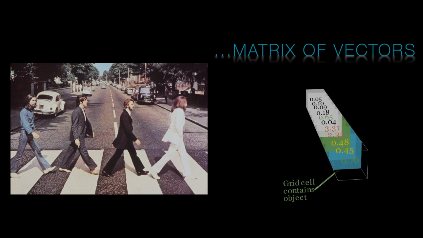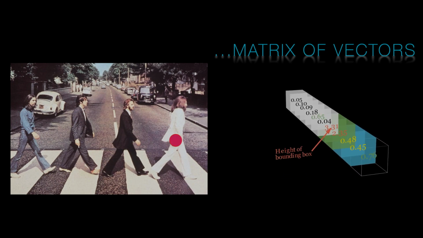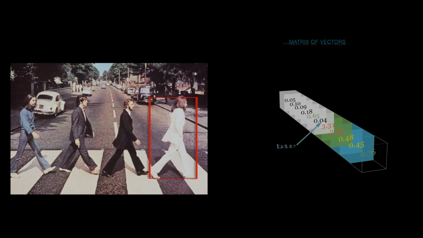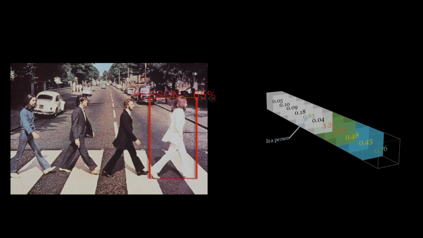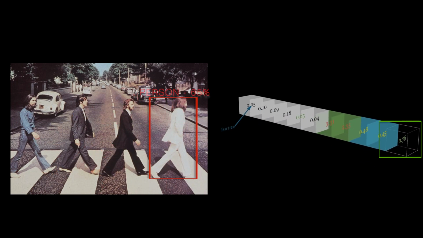The next 4 elements show us where the object is centered and how big the bounding box is. Finally, we have the one hot vector that tells us that this is a person. Our choice of threshold in the first element of the vector will determine how many objects we detect.